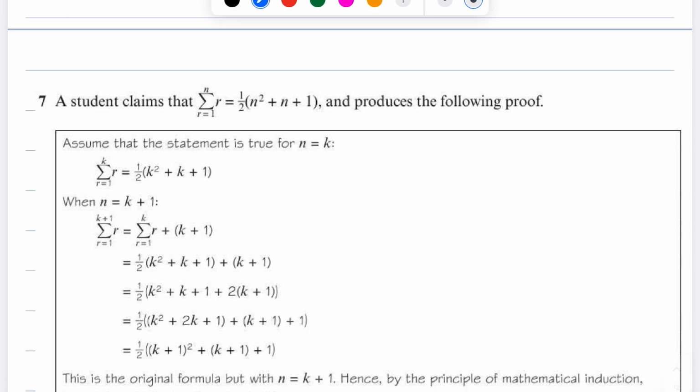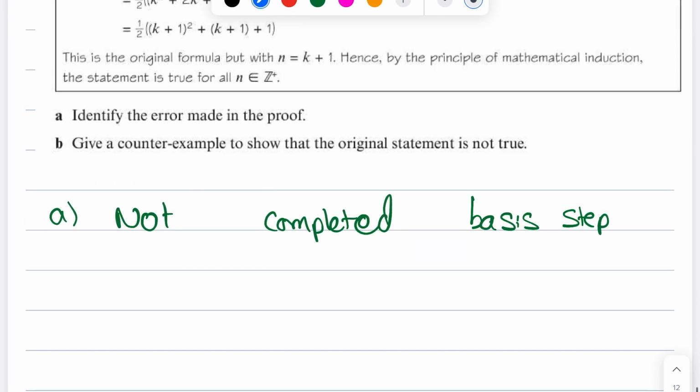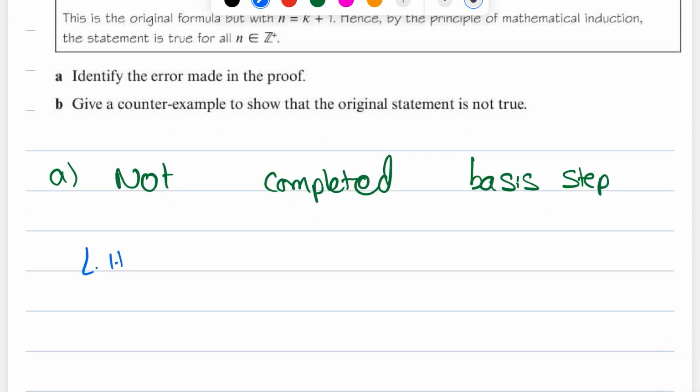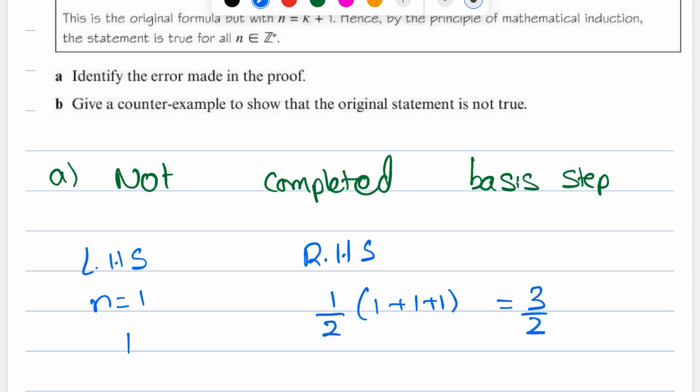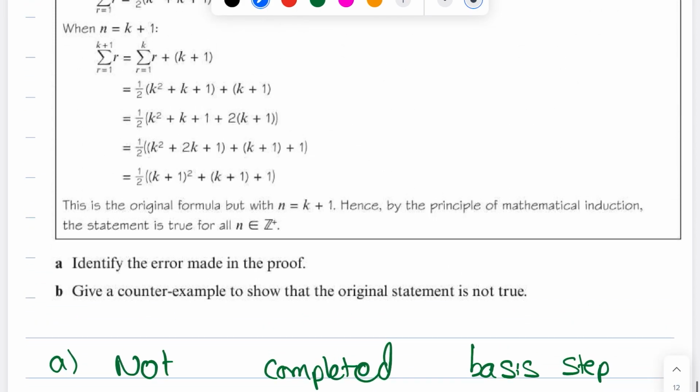So in the left hand side, plug in n equals 1. It becomes 1. In the right hand side, plug in n equals 1: 1 upon 2 times 1 squared plus 1 plus 1, which becomes 3 upon 2. So therefore the statement is not true for n equals 1. That's going to be the answer.